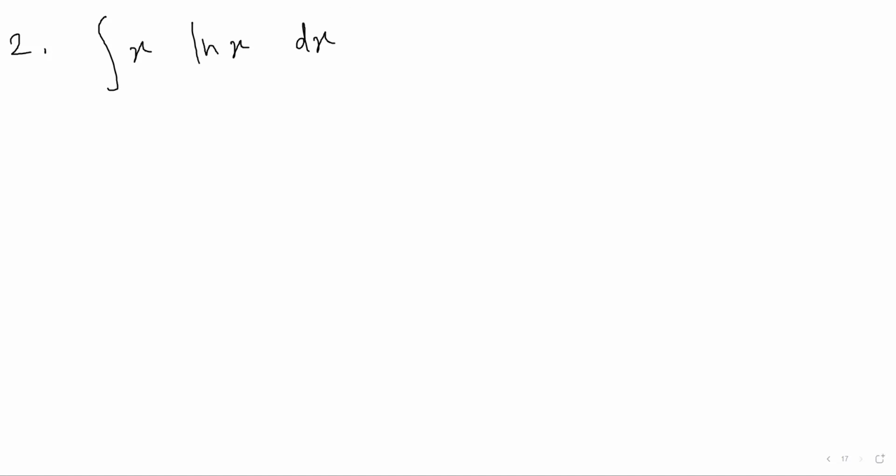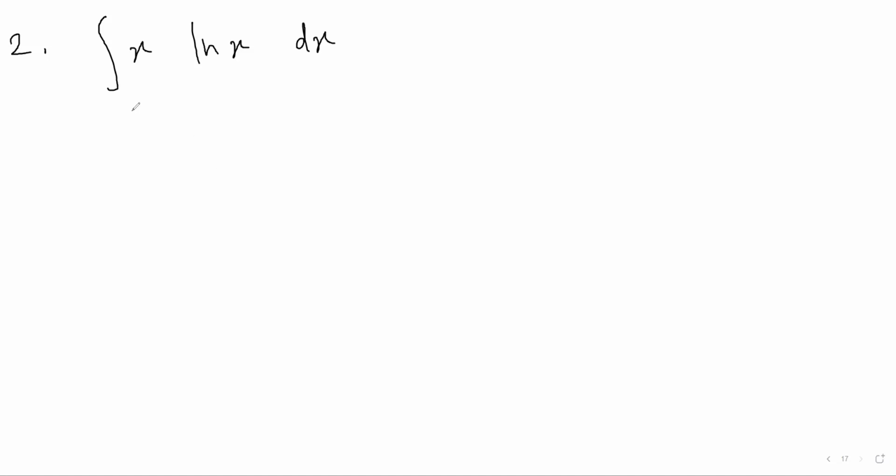If you look at this, you can see that you can't apply the substitution rule. And it's not even a trigonometric function, so you can't apply trigonometric substitution. There's also an x over here, which is just a hint that we have to use integration by parts for this one.